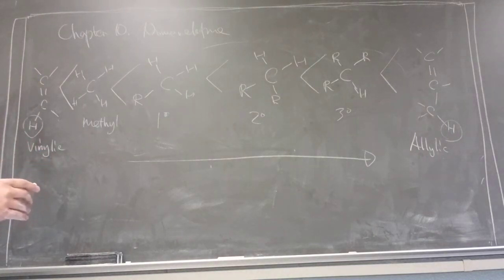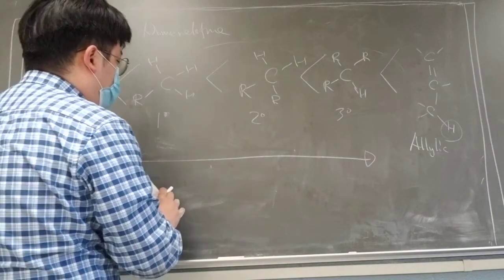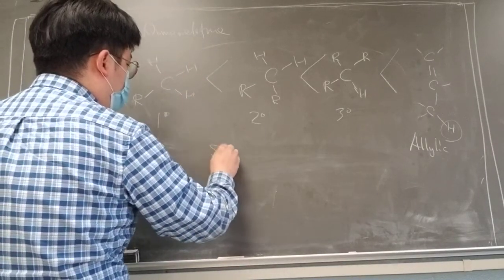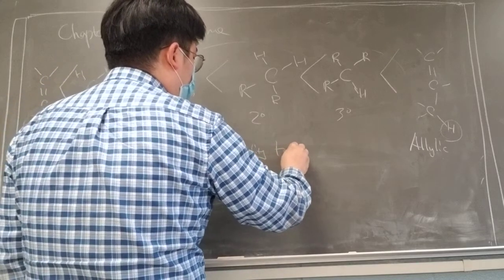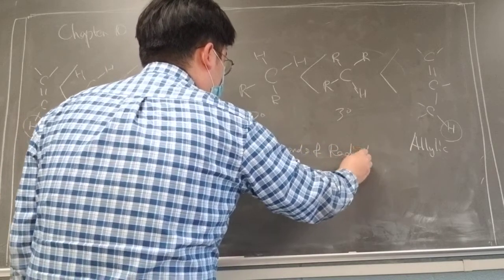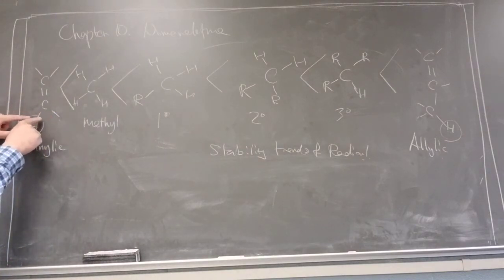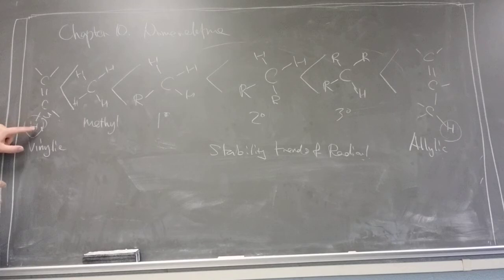Okay? So this is the reactivity trend table, but this also goes with the stability trend of radicals. So let's try to make the radical here. That means you break this bond here, one of the bonds between carbon and hydrogen, but you break it in a radical form. So they're going to split one by one: hydrogen takes one, carbon takes one.